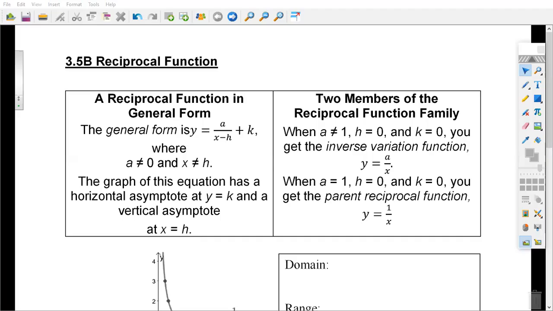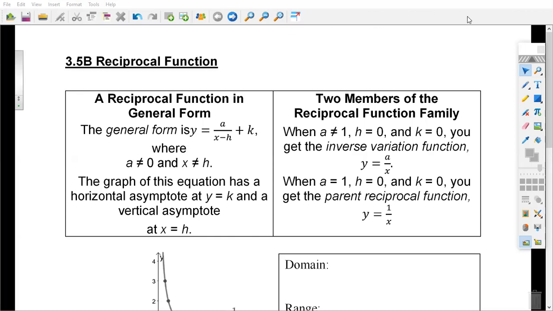So yesterday we talked about inverse functions. Inverse functions are part of the reciprocal function family. Okay, they're your introduction to reciprocals. And so what we're going to do is dive in and analyze the reciprocal function.